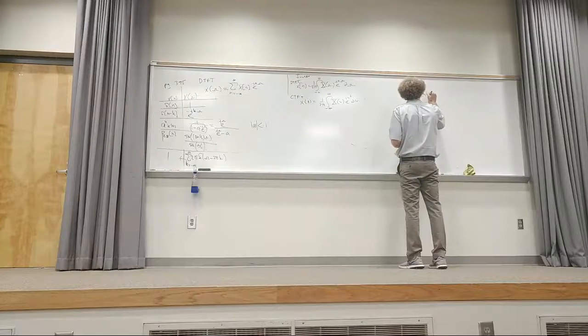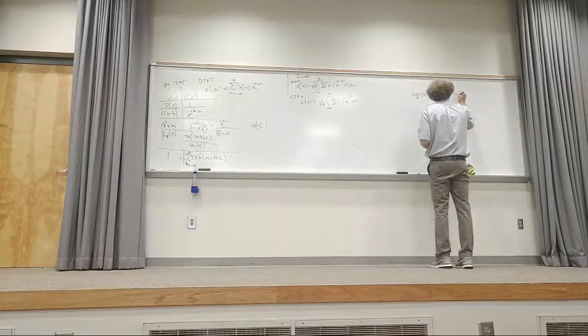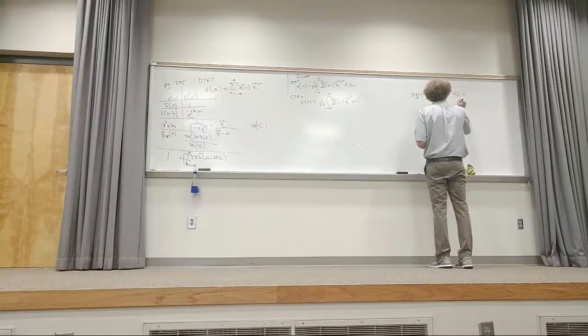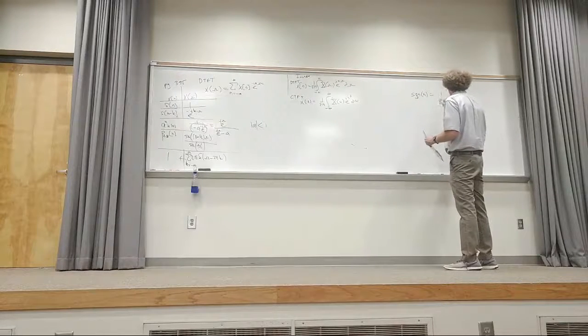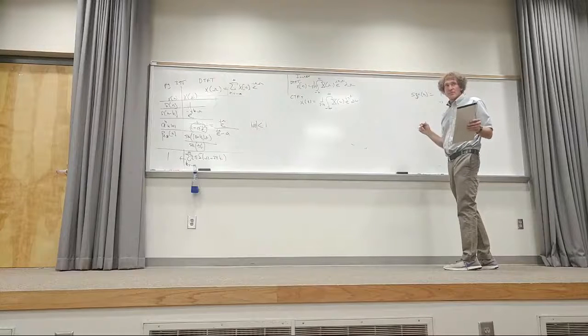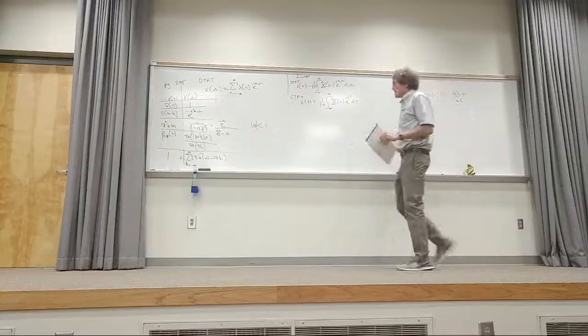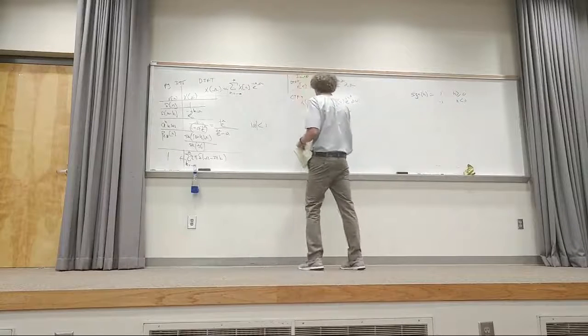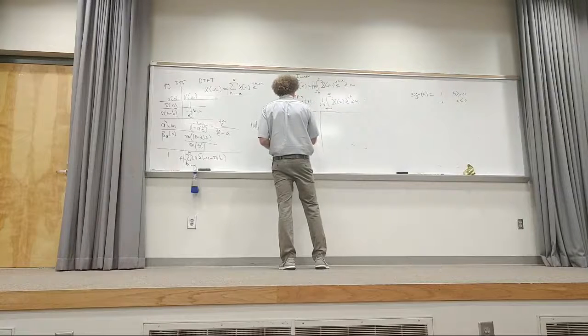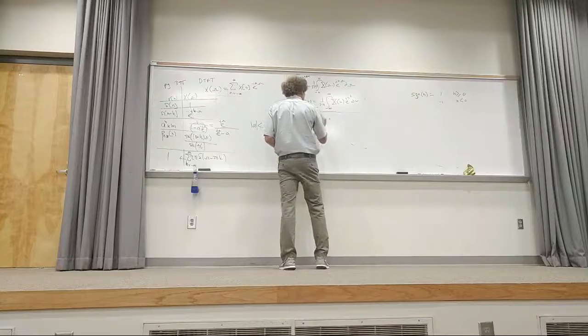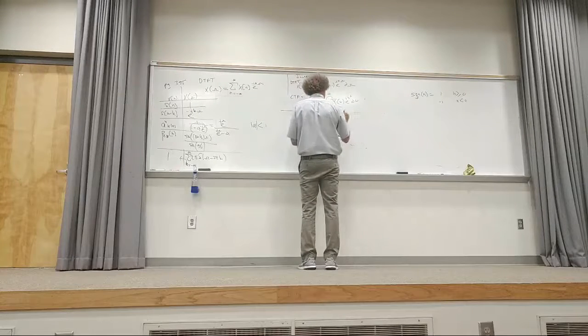SGN of n is equal to 1 for n greater than or equal to 0, and minus 1 for n less than 0. So it's just either 1 or minus 1, then it goes to 1 at the transitional point at 0. Follow me? Now that function, I'm not going to do the sum on this one. That one simply goes to, and I'm going to use his method, 2 over 1 minus e to the minus j omega.